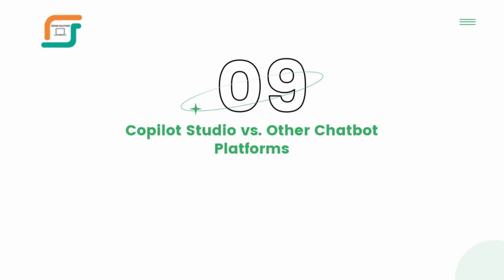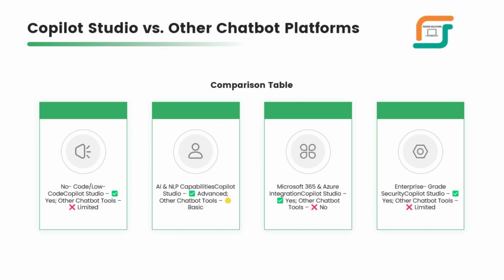Copilot Studio versus other chatbot platforms. How does Copilot Studio compare to other chatbot platforms? Unlike many alternatives, Copilot Studio offers an intuitive no-code development experience. Its AI and natural language processing capabilities are more advanced than basic chatbot tools. With seamless integration into Microsoft 365 and Azure, it provides enterprise-grade security and compliance. These features make it a superior choice for businesses looking to leverage AI-powered automation.